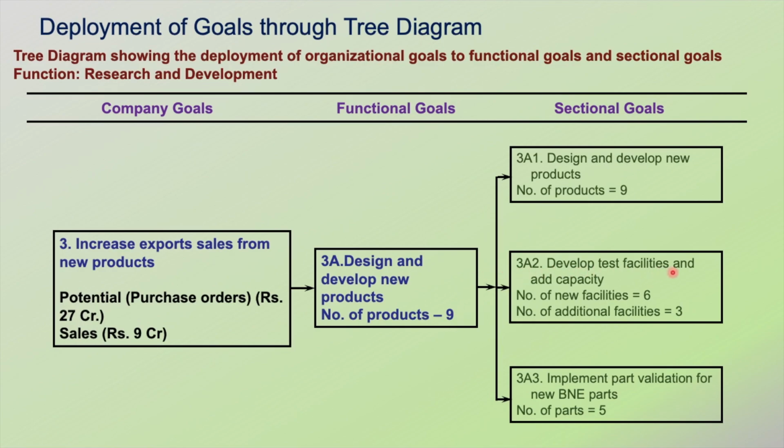What is the next one? Develop test facilities and add capacity. Number of new facilities to be added is 6. Number of additional facilities to be created is 3. Then 3A3, implement part validation for new bottleneck engineering parts. Number of parts 5. So these are all the cascaded means or action plans at the sectional level. This is the complete tree diagram where the organizational goal is deployed to the functional level, and from there cascaded to sectional levels.